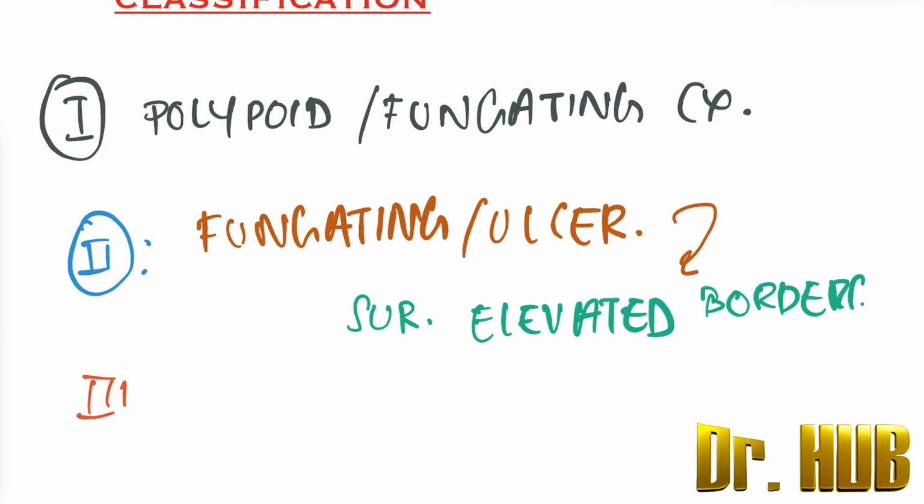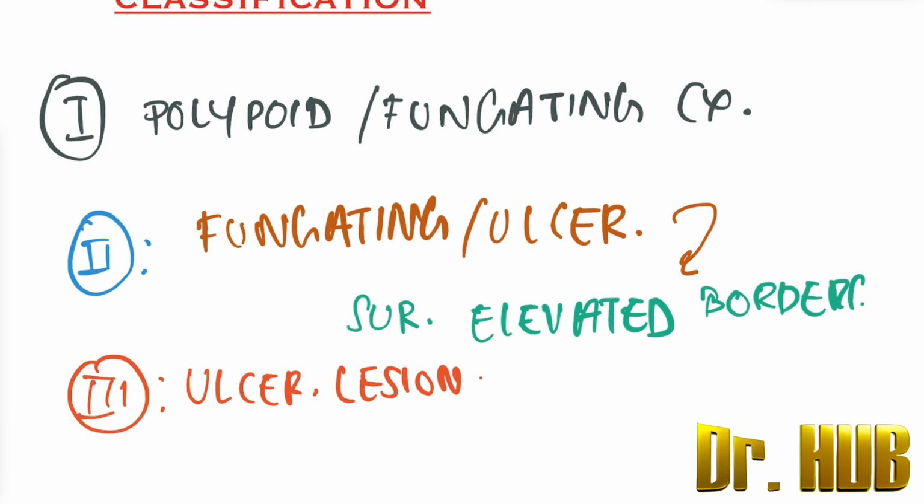Next, looking at the third variety, this is where the ulcerative lesions infiltrate the gastric wall. So the ulcerated lesions infiltrate the gastric wall.